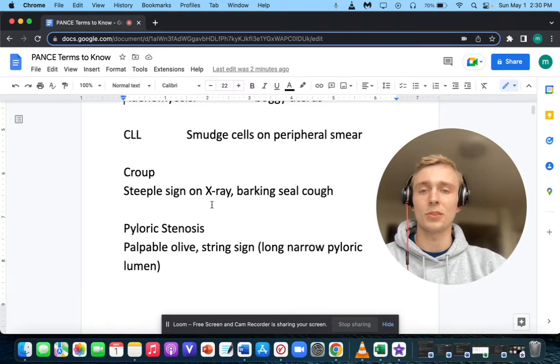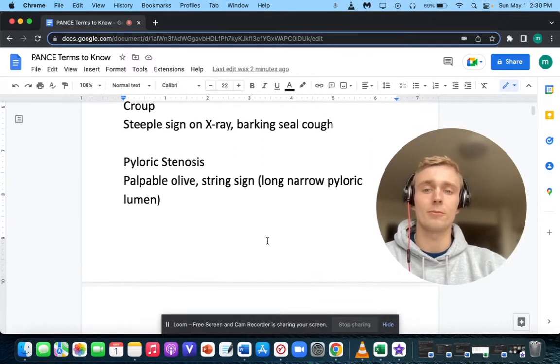So what is a steeple sign on X-ray? And a barking seal cough. So steeple sign on X-ray, barking seal cough, you want to think of croup right away. So croup, steeple sign on X-ray, or a barking seal cough.